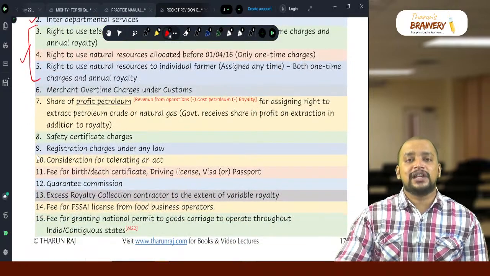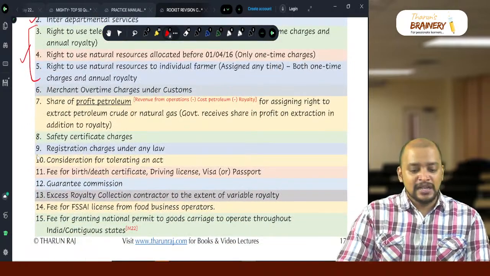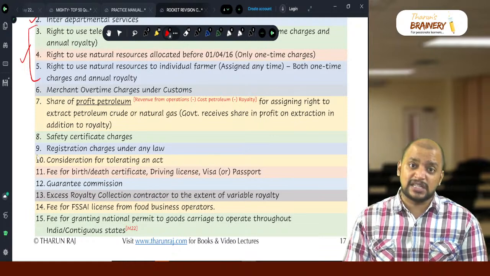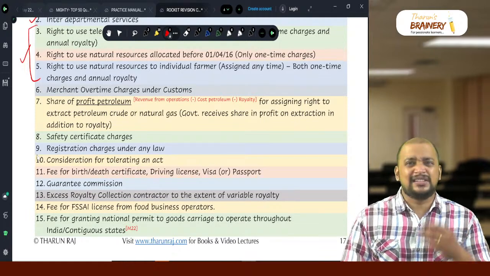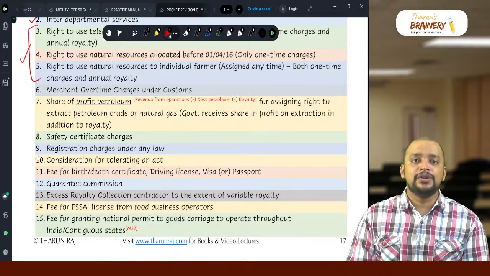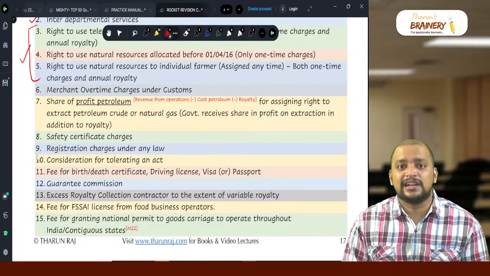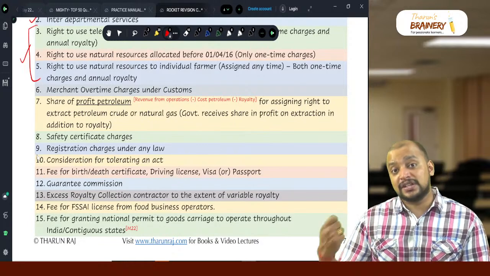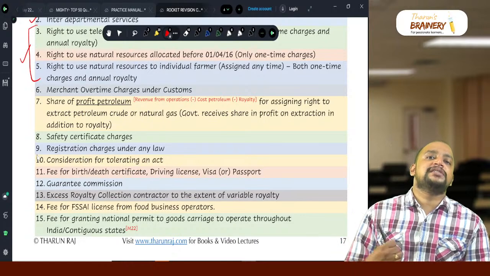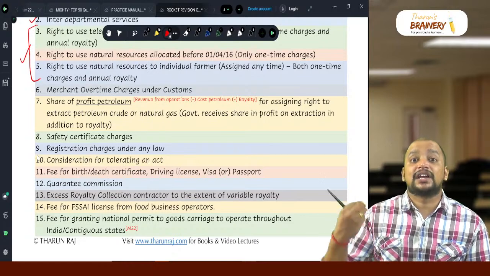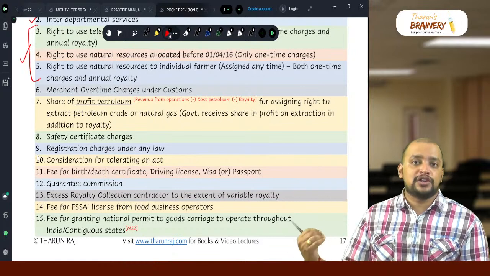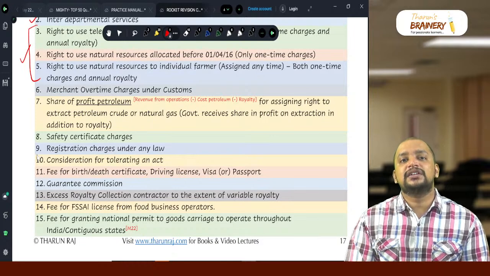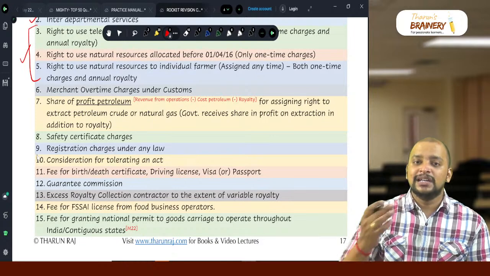Then merchant overtime charges. Merchant overtime charges means, Customs Department will be working on all days, 365 days, and 3 days only holidays for them. So 362, that is Gandhi Jayanti, Independence Day and Republic Day. 3 days only holidays. So remaining days they will be working. So even after office hours also they will be working. Due to that reason, we will be paying some charges for clearances after office hours or on holidays. So that charges is known as merchant overtime charges. That merchant overtime charges payable under customs is exempted.